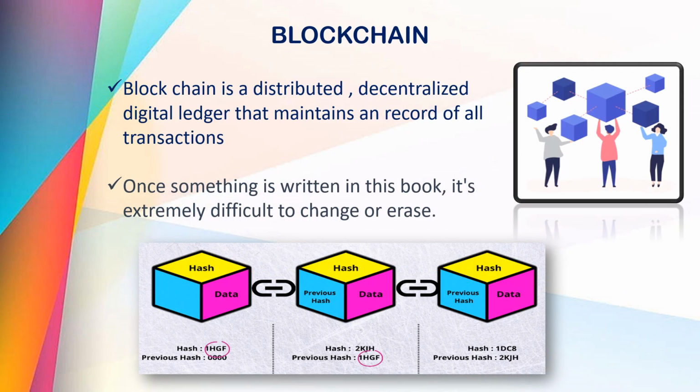Let me briefly define what blockchain is. Blockchain is a distributed, decentralized digital ledger that maintains a record of all transactions. In simple terms, it is like an accounts book in a real-time example. So it keeps a record of all the transactions that have taken place in that platform or in that application.